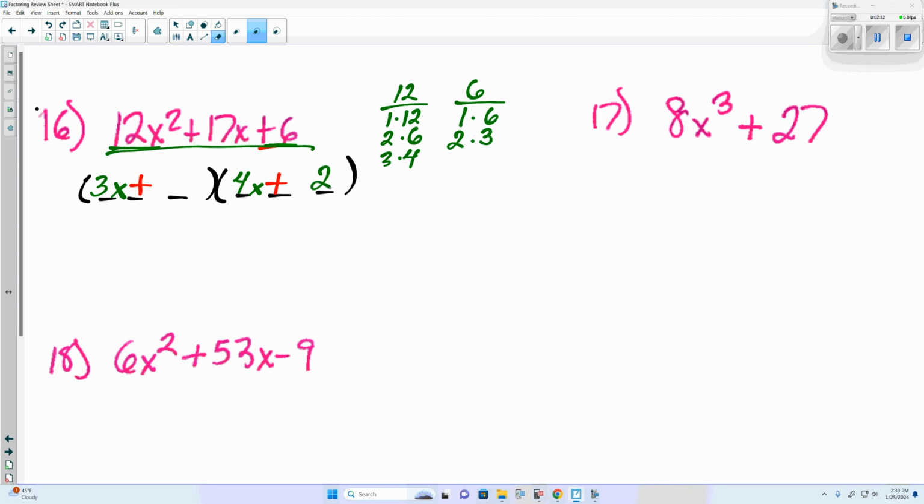That also means 4x and 2 cannot go together. So it kind of helps us remove certain factors. That means this has to be 2. This has to be 3 if this is going to work.